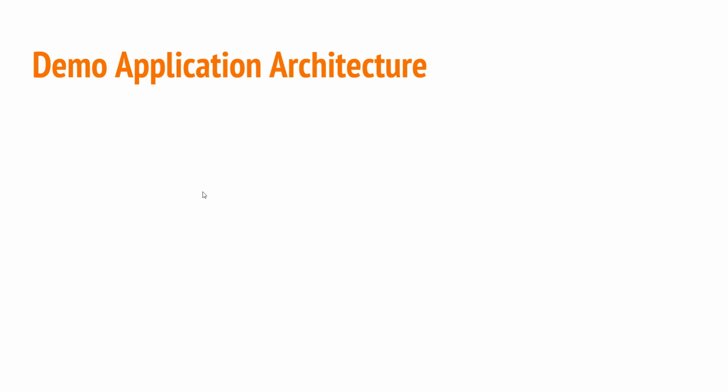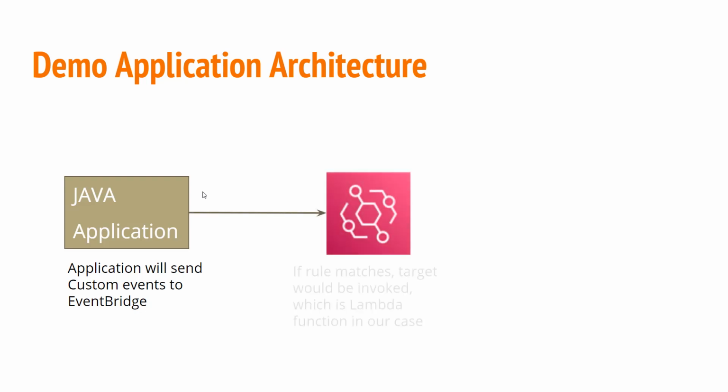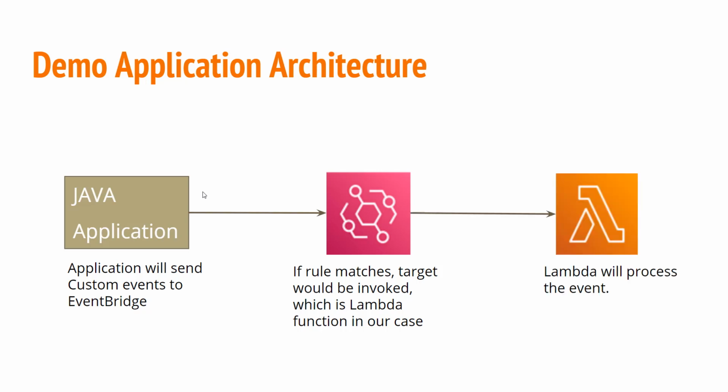So in the demo, I'll be creating a Java application which will send custom events to EventBridge. And if a rule matches, the target would be invoked, which would be a Lambda function in our case. And Lambda will process that event. For now, we will be printing the event details in our Lambda function.